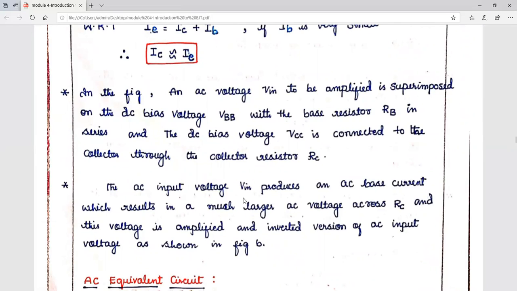Now the AC input Vin produces an AC base current, that is IB, which results in a much larger AC voltage across RC, and this voltage is an amplified, inverted version of the input voltage as shown in figure B. Whatever the input voltage is, it will produce a base current IB, and that base current IB times beta is your IC current. When that IC current flows across the resistance RC, it gives out an amplified voltage that is an inverted version of the input voltage. That is how you can use this device as an amplifier.